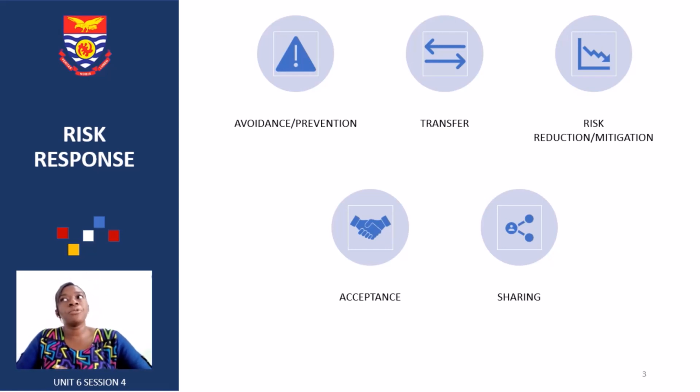Yes, there are some risks which you can foresee and you can avoid or prevent from happening. There are some that when it happens, you won't be in a capability to handle it, and so you may want to give it to someone else, transfer it. That's where we have insurance coming in. There is also some that you can do to mitigate or reduce it.